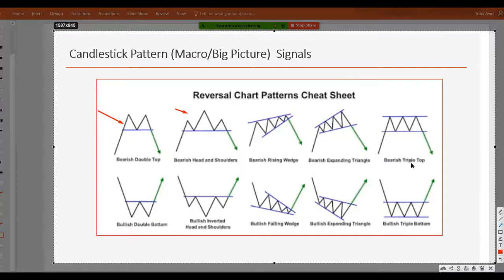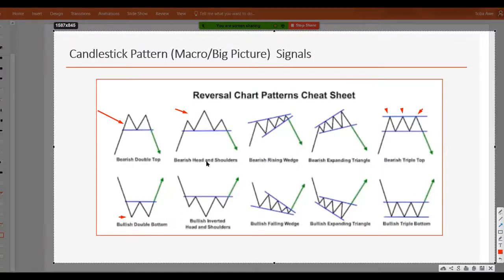So this is a bearish triple top. Triple top means this is one, this is two, and this is three. Now this is also the same as this, but in the opposite direction. So it is inverted. It's a bullish double bottom. It's an inverted double top, but now it's called double bottom. Now the same thing, you have the opposite of this. The opposite of a bearish head and shoulder is a bullish inverted head and shoulder.